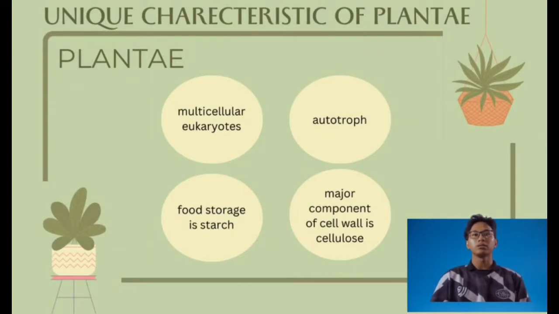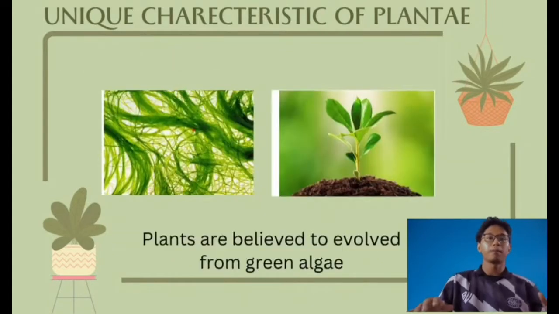In this slide we can see there are four unique characteristics of plantae. One is multicellular eukaryote, because a plant is a complex organism. Second, plantae is an autotroph because plantae produce its own food through the process of photosynthesis. Plants also store their food in the form of starch. And lastly, the main component of the cell wall is cellulose. Plants are believed to evolve from green algae.